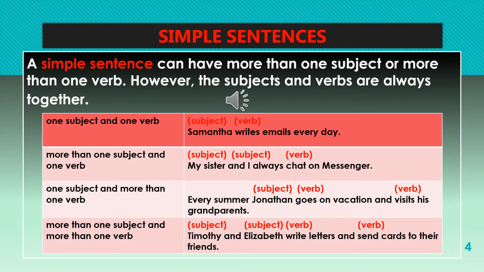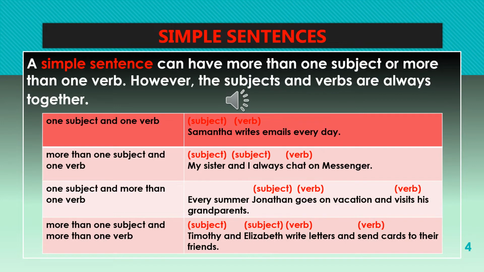More than one subject and one verb. Here we are going to have two subjects and one verb. Let's read the sentence. My sister and I always chat on Messenger. My sister and I always chat on Messenger. Now let's search for these two subjects. My sister is one subject. I is another subject. And the verb is chat.